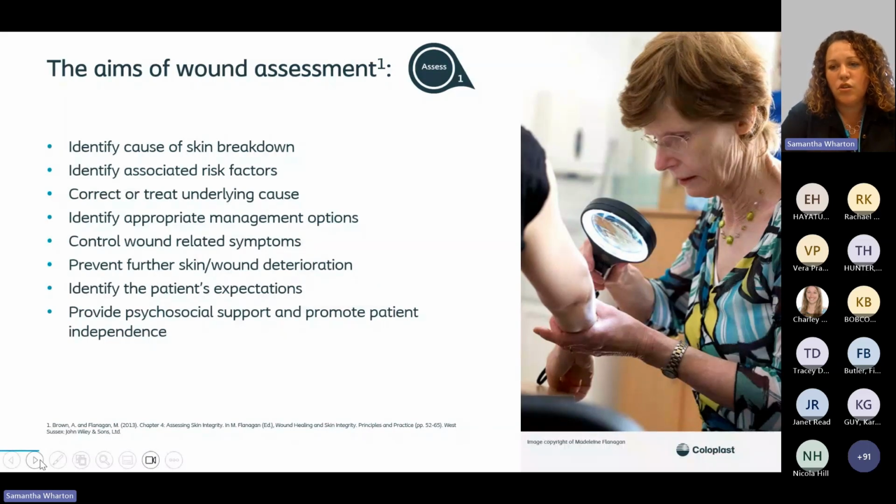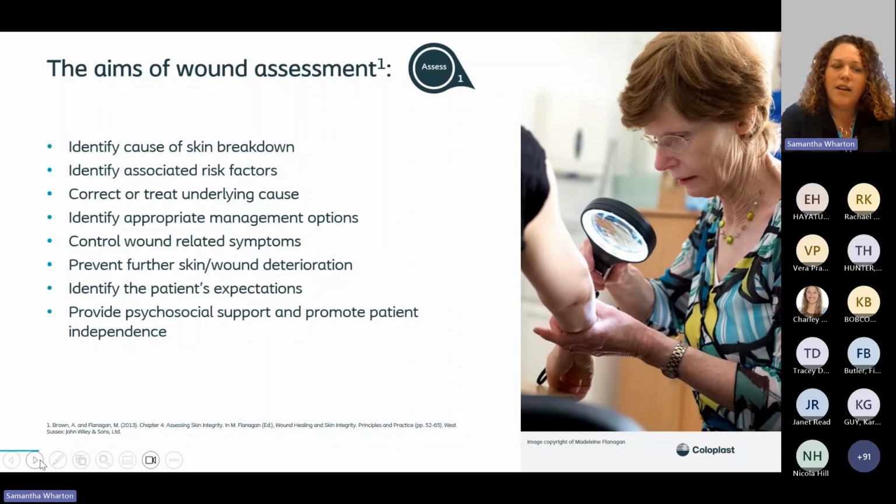Does that patient need strong compression to actually manage the wound and get it to heal? We need to identify the associated risk factors and again, manage those and optimize them for the patient as much as possible. And you need to control the wound related symptoms. So we've talked about exudate, odor. Are these causing the patient issues? Do we need to manage these to ensure that wound doesn't break down further? Because if you've got that exudate sitting on that peri-wound skin, it's just going to cause further excoriation and increase the size of the wound.